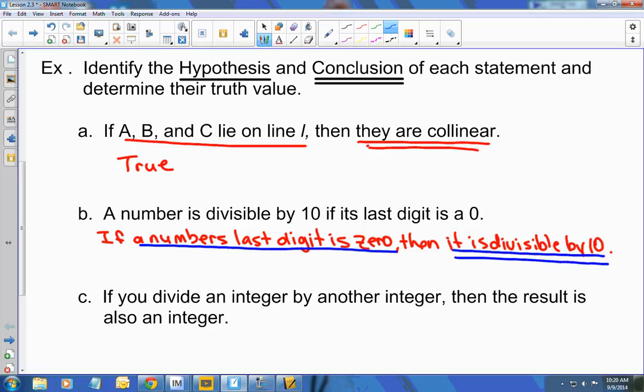True or false? Wait, did I say something wrong? No. So what's my truth value? True or false? Okay, it is a true statement. The number is divisible by 10. It's just going to end in a 0. I said that backwards.